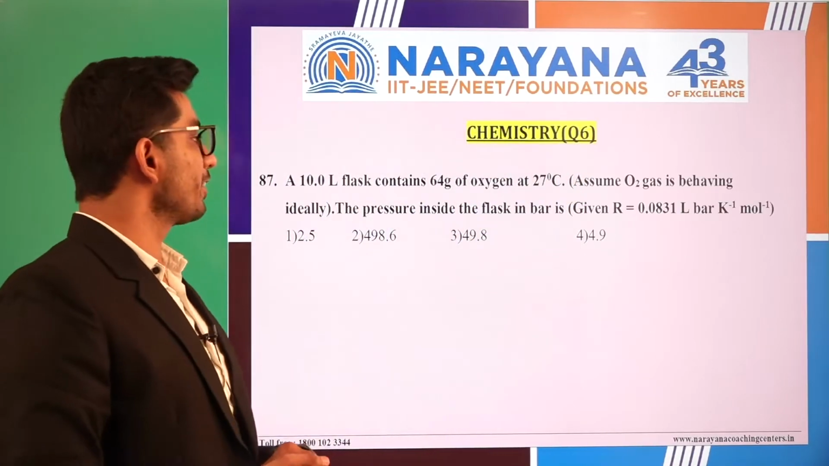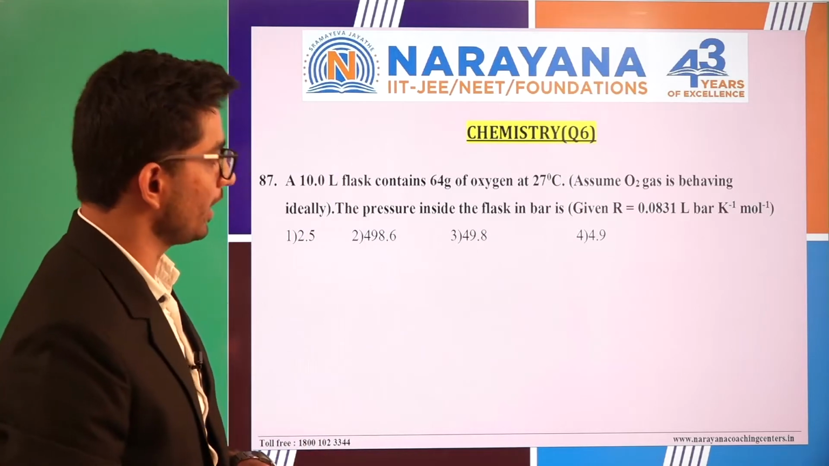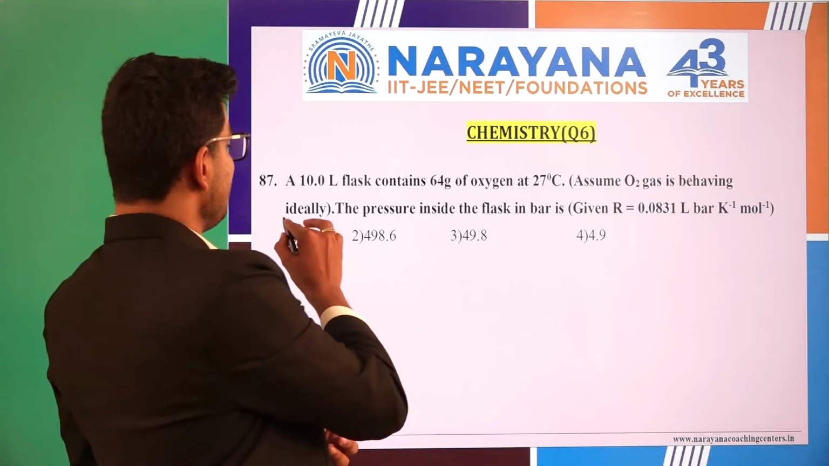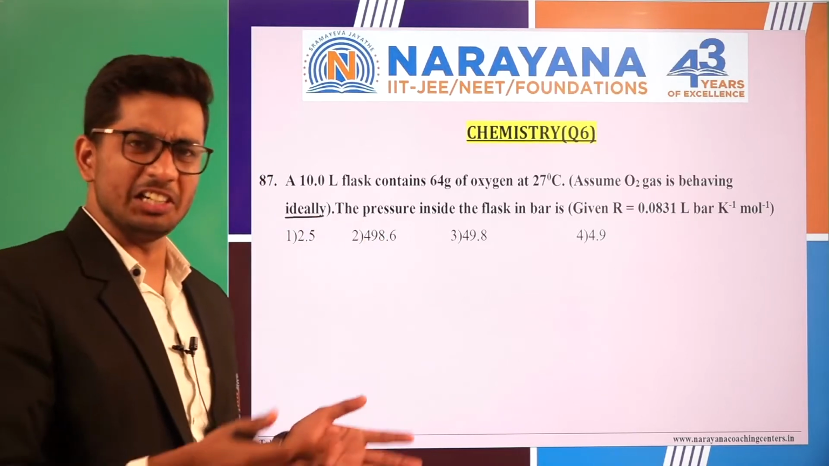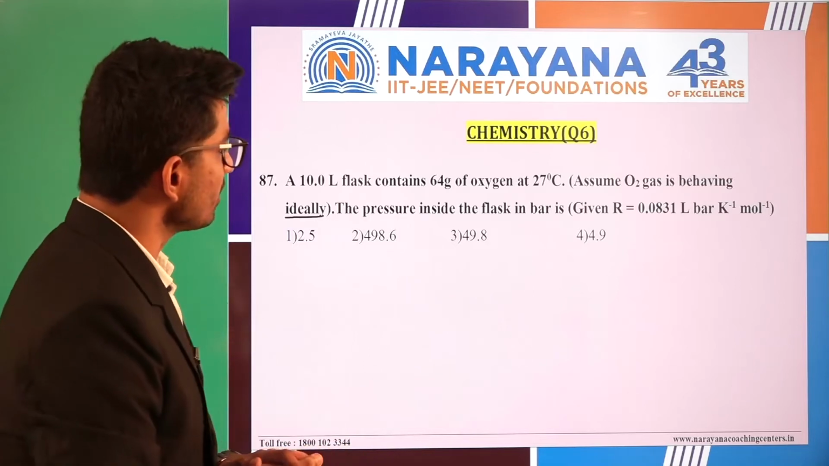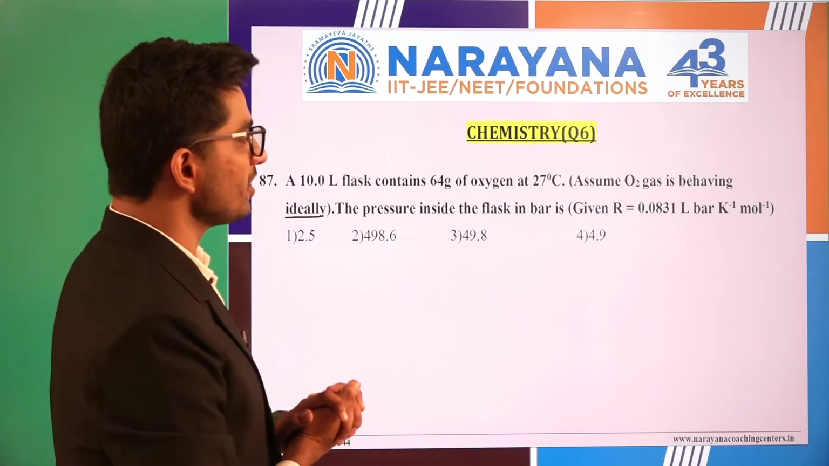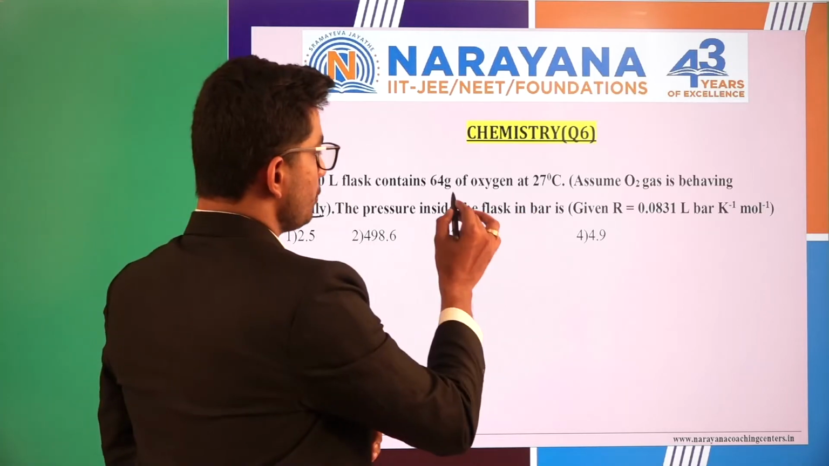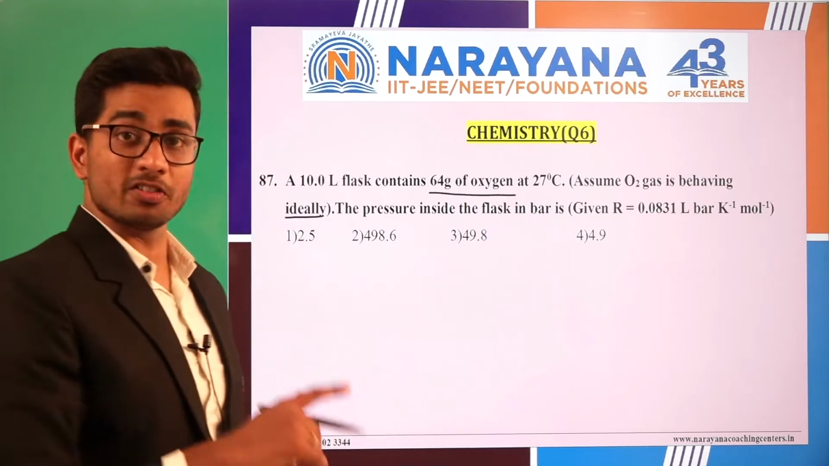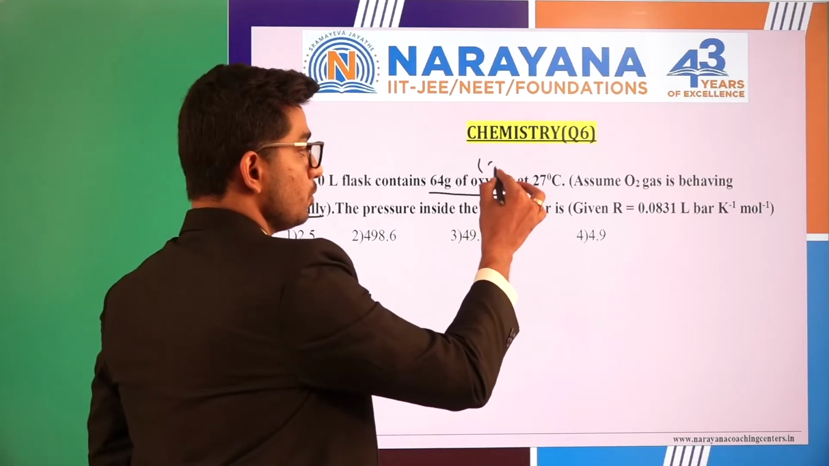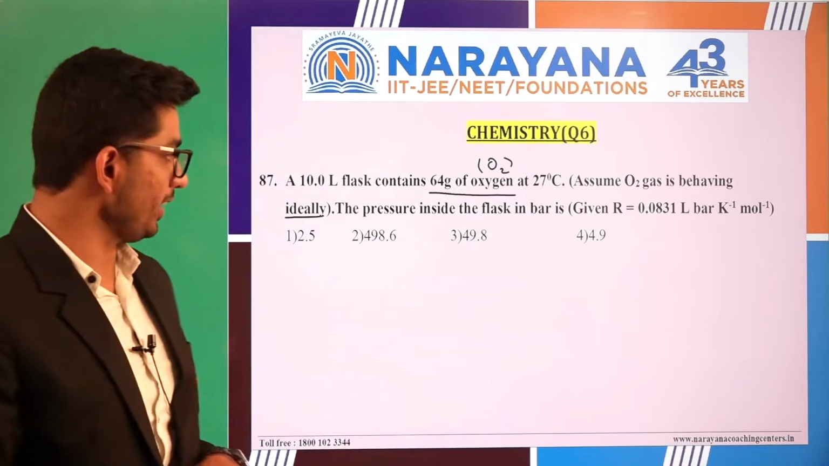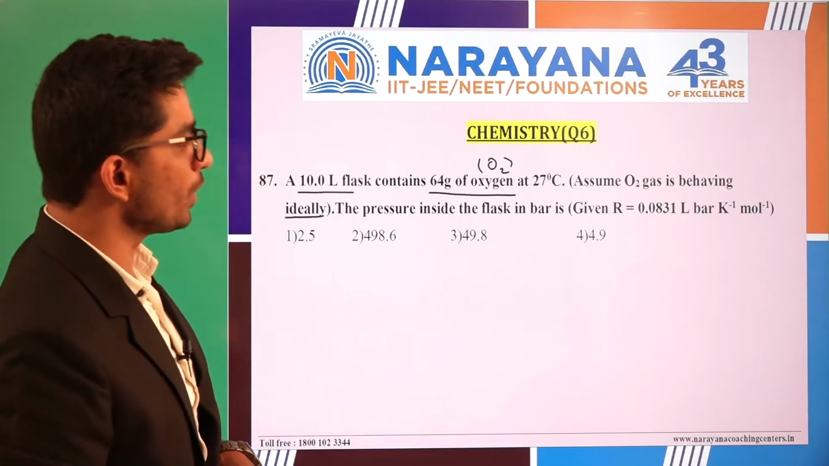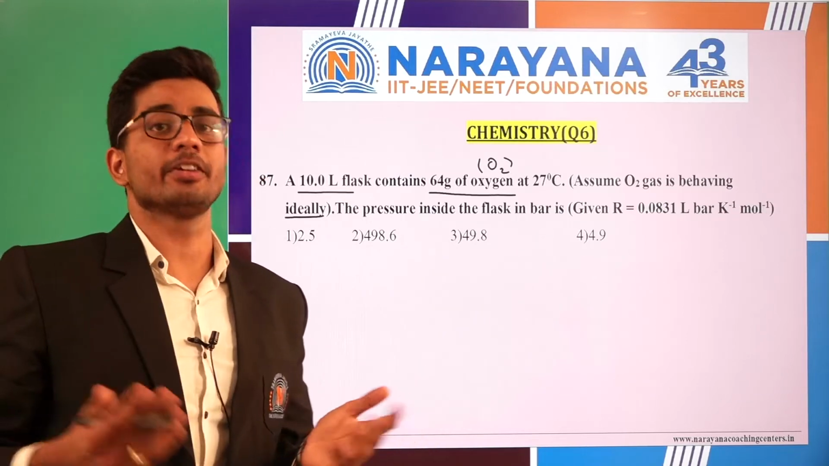So here you are given a 10-liter flask. This is basically from the gaseous state and this is just based on the ideal behavior. So let's read out the question. A 10-liter flask contains 64 gram of oxygen at 27 degrees Celsius. First of all, you are given 64 gram oxygen. Oxygen means molecular oxygen, it is O2, don't take O. And the volume given here is this. Assume O2 gas is behaving ideally, so ideal behavior is preferred.